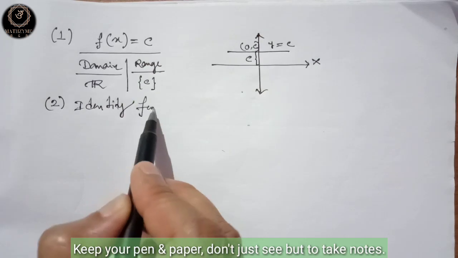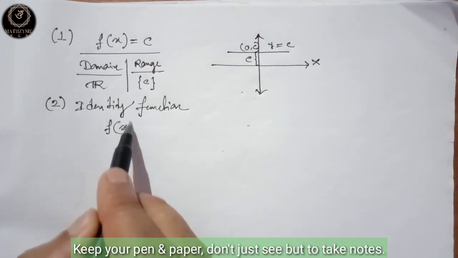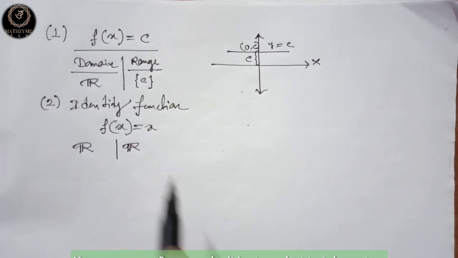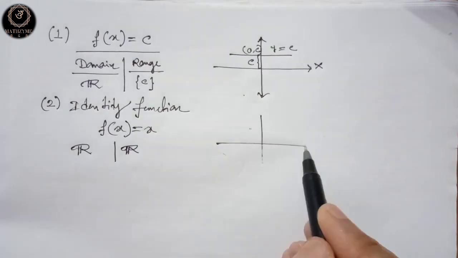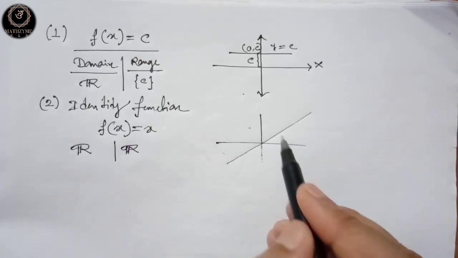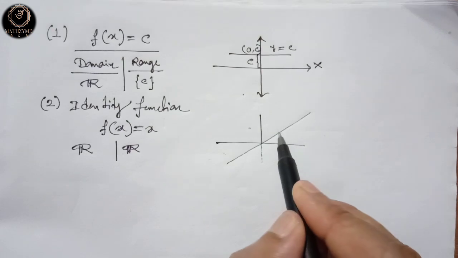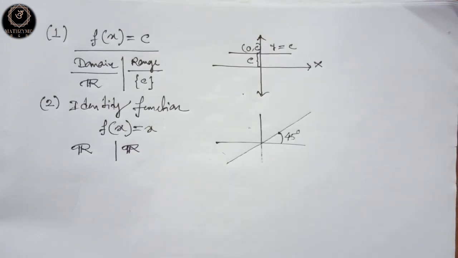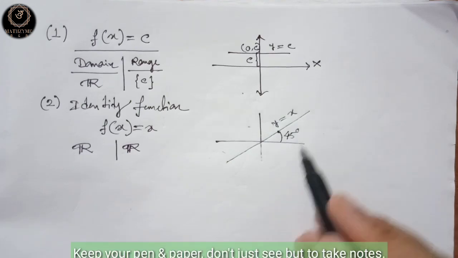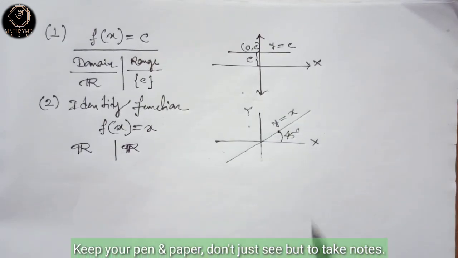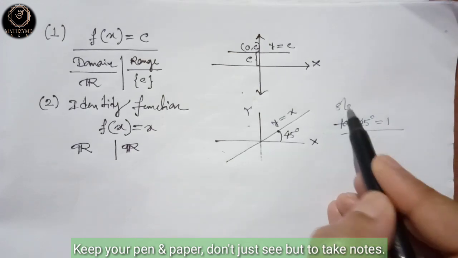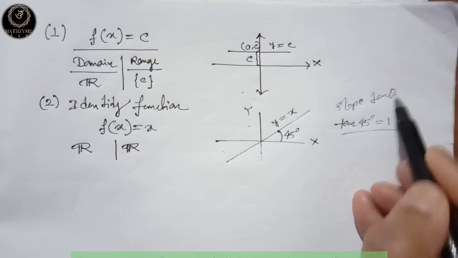Okay, now the second function is the identity function, that is f(x) = x. Here also the domain is R, and the range is the same, R. The graph is passing through the origin having slope 1, that is, the angle with respect to the x-axis is 45 degrees. The line y = x is here. This is the x-axis and y-axis. Okay, what is the slope? tan 45 degrees equals 1. That's why the slope is 1. Slope is tan theta.